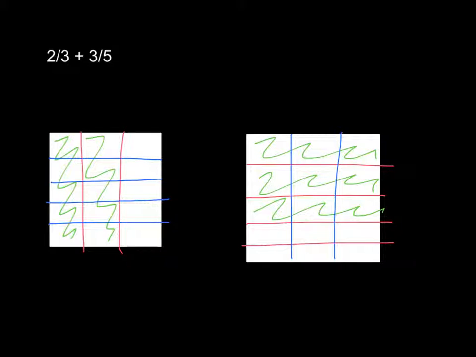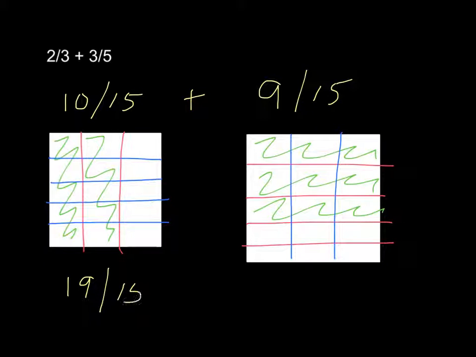And in this first rectangle, if I count up the smaller rectangles, or the different pieces, I find that I have 10 shaded out of 15, which is the same as 2/3. And then I am adding 3/5, and again counting the total number of smaller rectangles. I have 9 out of 15. So 10/15 plus 9/15 is 19/15, which I can simplify.